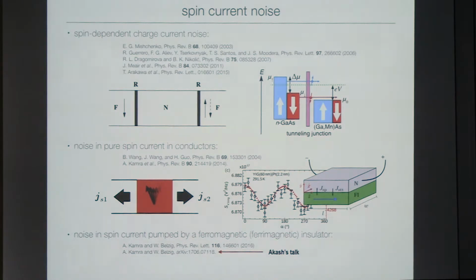And then more recently, some focus is now going towards looking at spin current noise in insulators as well. And Akash has done some work on this, and I think in this session he'll give us a nice talk on this, so I won't go into too much details. My focus is also here as well. So I also want to look at spin current noise in these insulators, but my focus will be on one-dimensional quantum magnets.